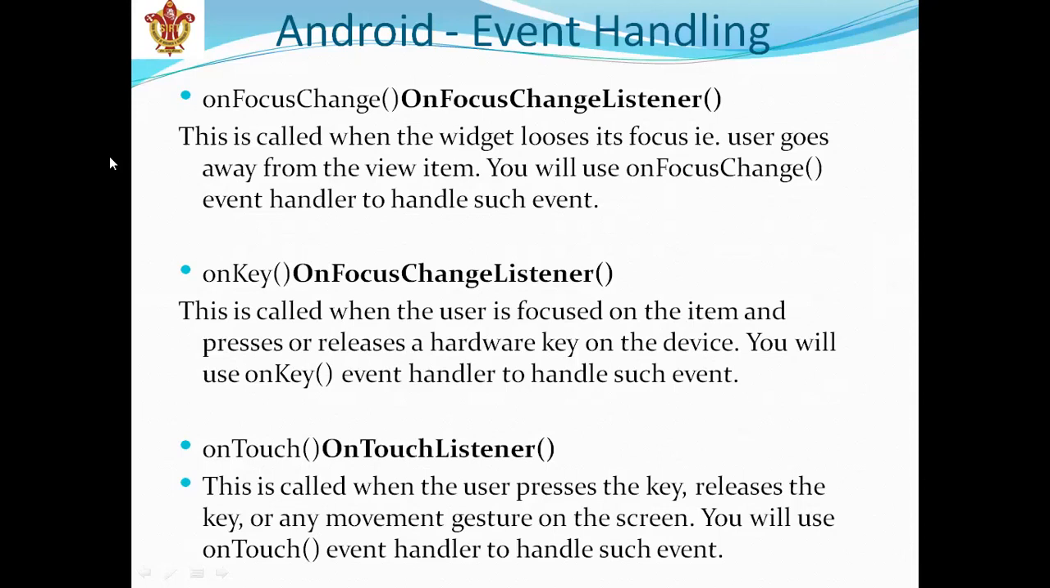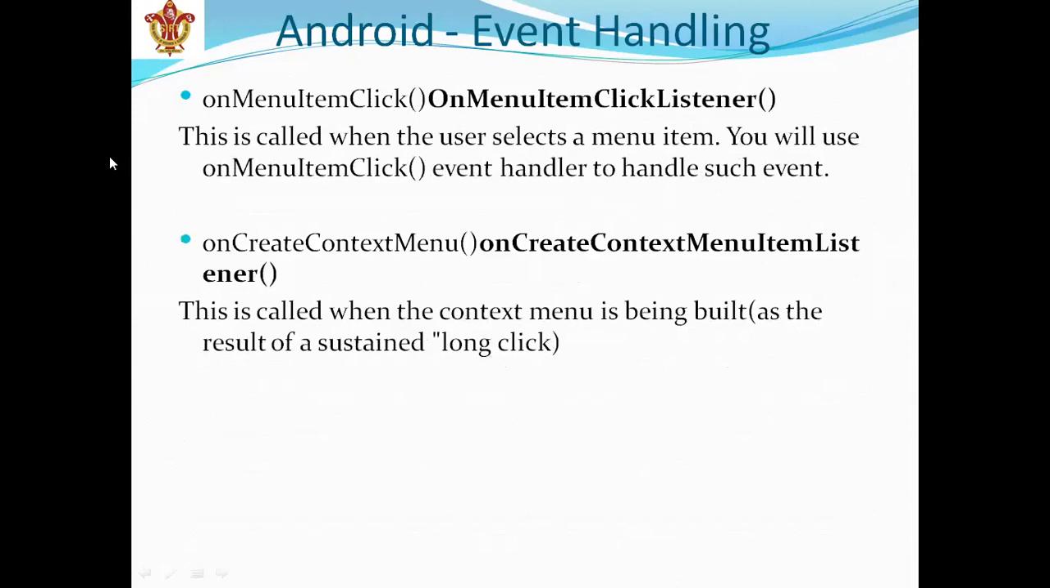And the third one is the on touch listener. Touch we can simply understand normally. This is called when the user presses the key, releases the key, or makes any movement gesture on the screen. This is called the on touch listener. You will use the on touch event handler to handle this type of event. So we can see here the 3 definitions: on focus change listener, on key listener, and on touch listener.